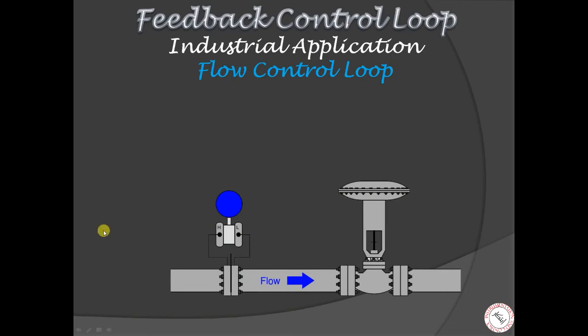Finally, we will see how a feedback control loop may be implemented in an industrial application to control flow rate of a liquid. Assuming that diesel is flowing through this pipeline at a rate of 30 meter cube per hour. A flow sensor is continuously measuring the flow rate in this line, and a control valve, which is currently 50% opened, is acting as the control element.